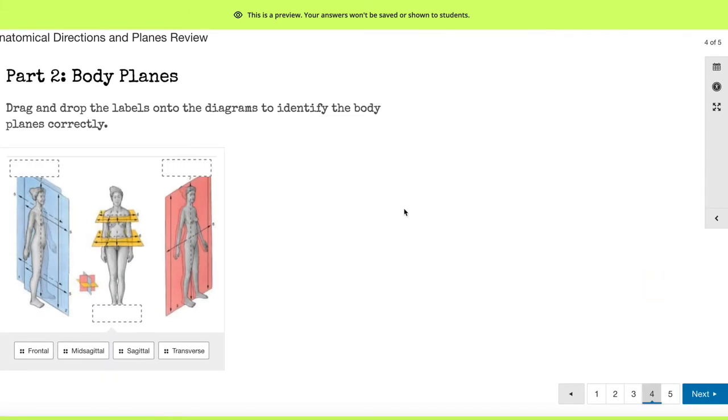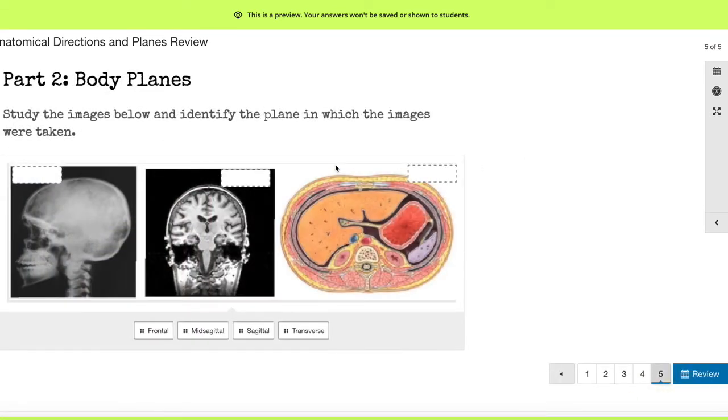Next, we have body planes. You're going to drag and drop onto the diagram the 3 body planes that are shown here. If you'll notice, you have 4 choices, so one of them you will not use. Please make sure you pay close attention to where these planes are placed, because again, you will not be using one of those labels.